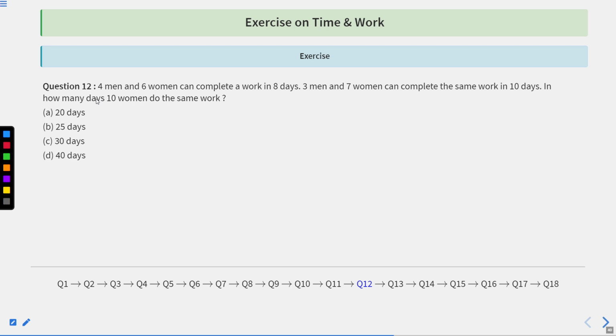Question number 12. 4 men and 6 women can complete a work in 8 days. 3 men and 7 women can complete the same work in 10 days. In how many days can 10 women do the same work?